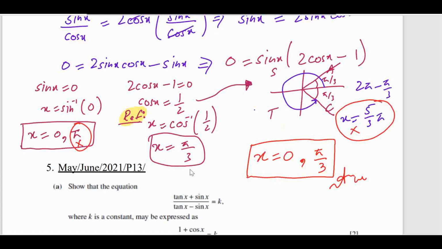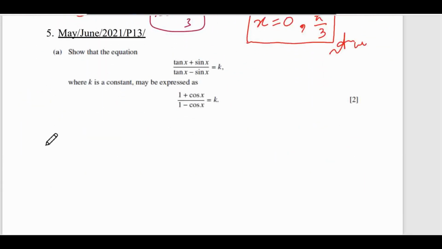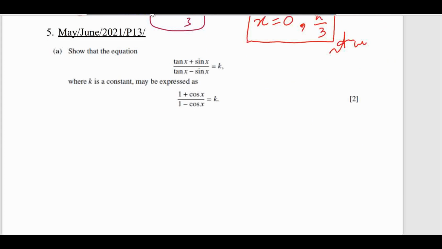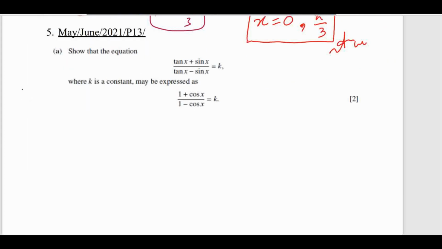Let's move to question number 5. Question number 5 is from May-June 2021, paper 1-3. This will be the last question. Now show that the equation, this is equal to k, where k is a constant, may be expressed as this thing. Now this one is the same thing, but we have to prove the identity. We have to take the left hand side and prove that it equals the right hand side.